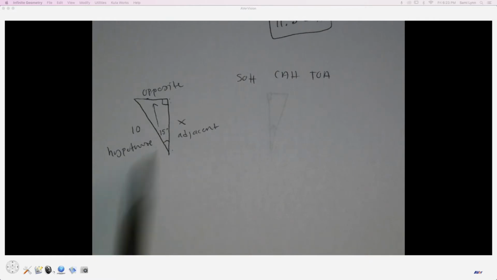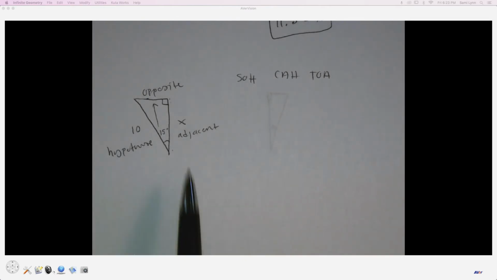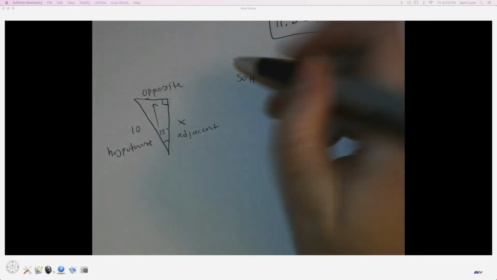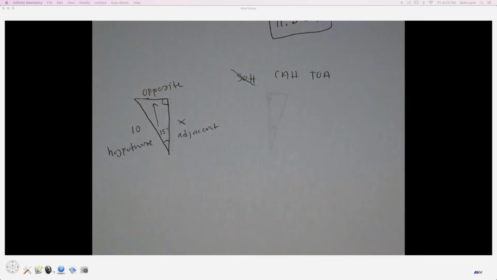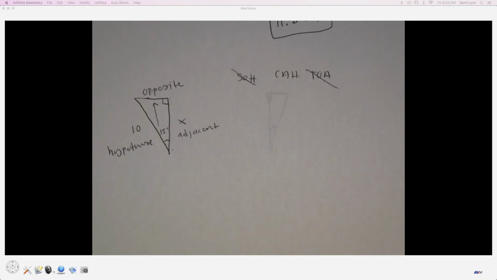So I got this 15-degree angle. Let's think about it. Could I use sine? So I've got my opposite and I've got my hypotenuse. I don't have any value for this opposite side. So right away, I'm not going to use sine. Let's skip around. Let's look at tangent. Once again, tangent has opposite and adjacent. I don't have any value for this opposite side. And that leaves me with one. Let's double check. Cosine is adjacent. Yep, we're looking for that in our hypotenuse, which we have a value for.